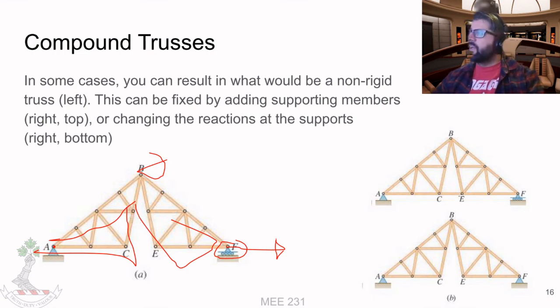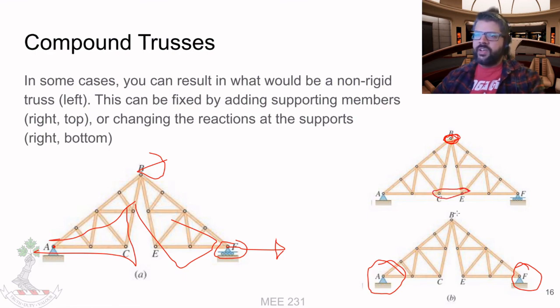So we can fix that. We can add supporting members. So add a member here, CE, to connect it. Or we can change the reaction at the supports. So we could have 2 pin supports here. But in general, if you take two simple trusses and join the existing structures at one spot, and just have a member in between two existing joints at another spot, then that remains solvable and rigid.